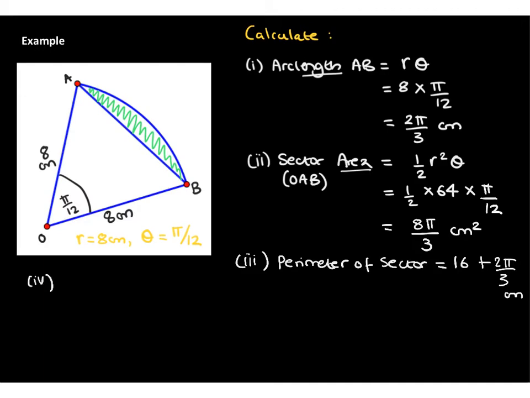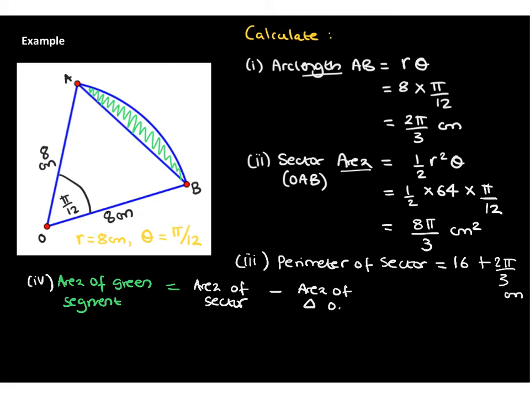Now, part 4, the last thing that we're going to do is we're going to work out the area of the green segment. You can see it's been shaded in on the diagram. And you've done calculations like this back at GCSE, and we know that the area of the segment is equal to the area of the sector subtract the area of the triangle OAB. And this is where some trigonometry is going to come into play. So the area of the sector is equal to 8 pi over 3. We worked that out in part 2.